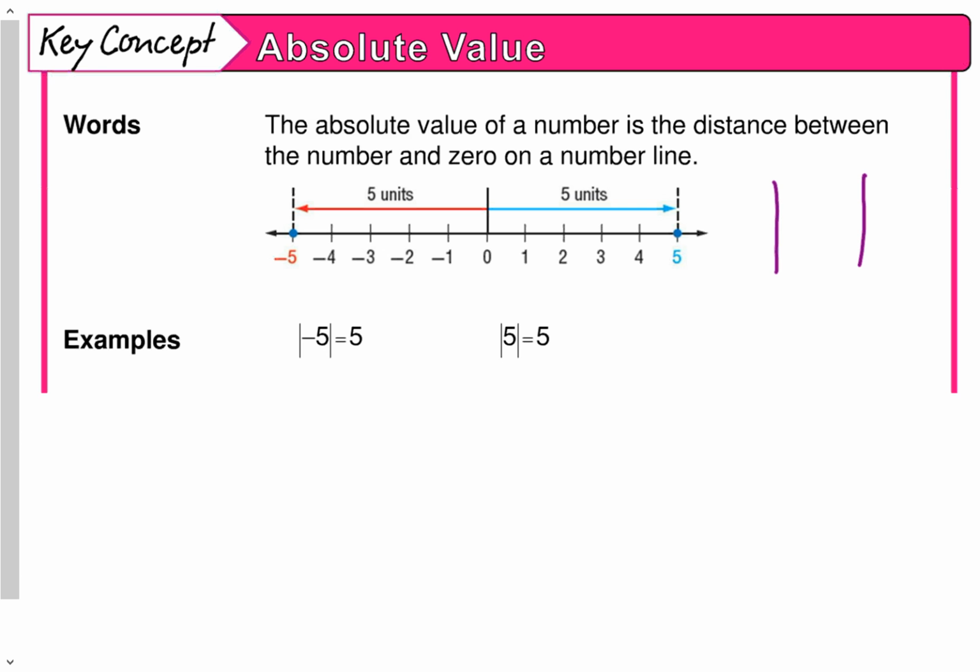So the question is, how many units is negative 5 away from 0? So negative 5 is 5 units away from 0. So that's why the absolute value of negative 5 is 5. Notice that the distance, no matter what direction it goes in, is going to be positive. So this is read as the absolute value of 5, and that is 5 units away from 0. So the answer is 5.